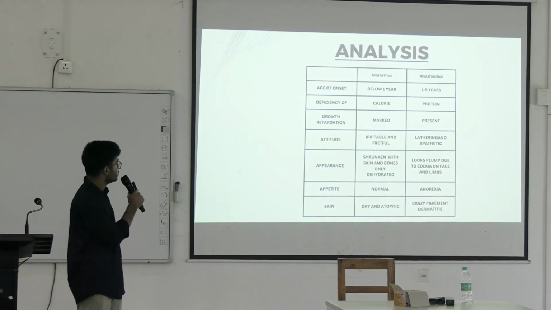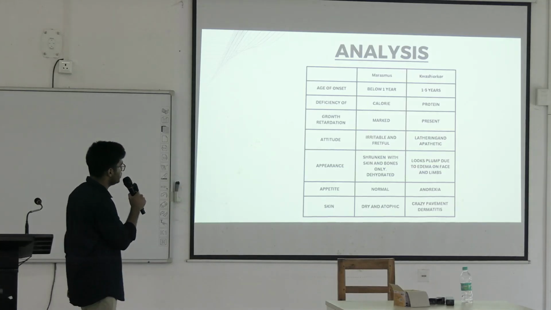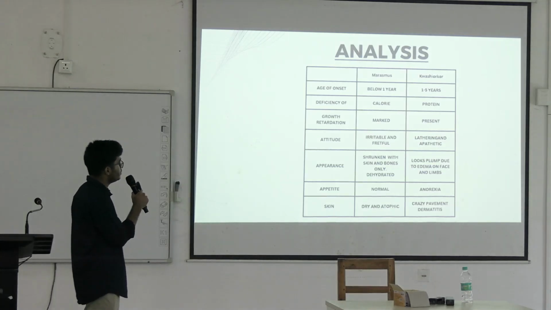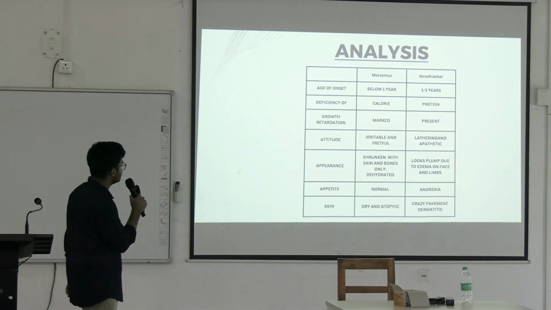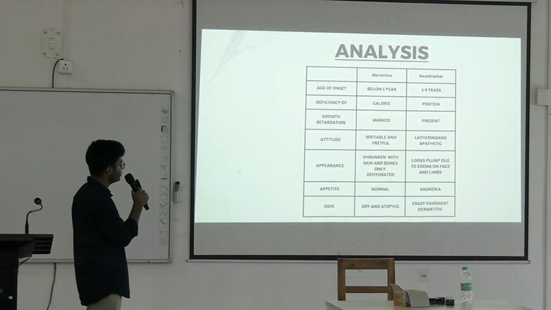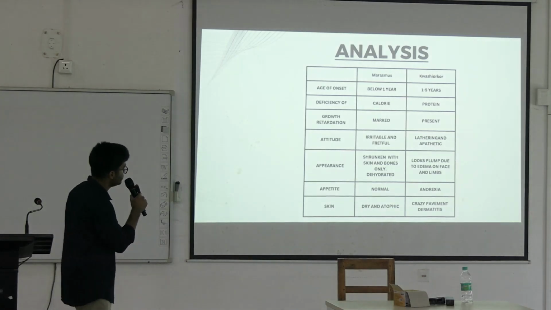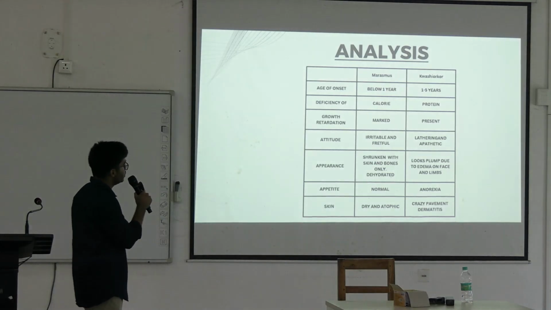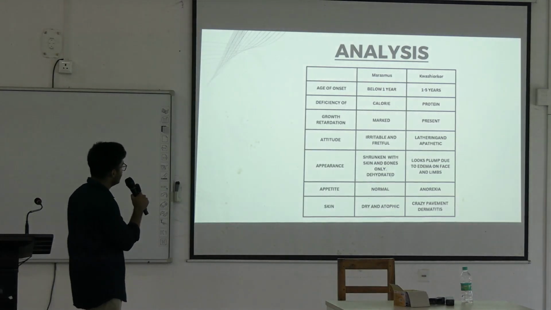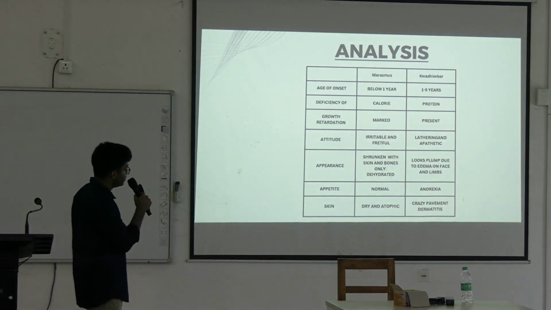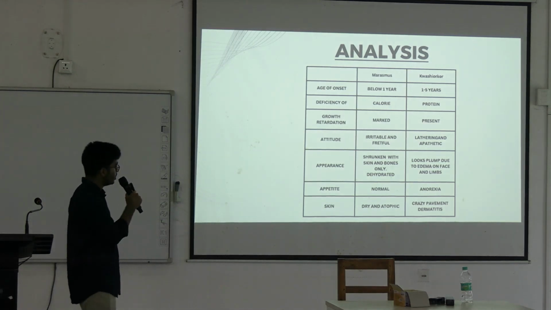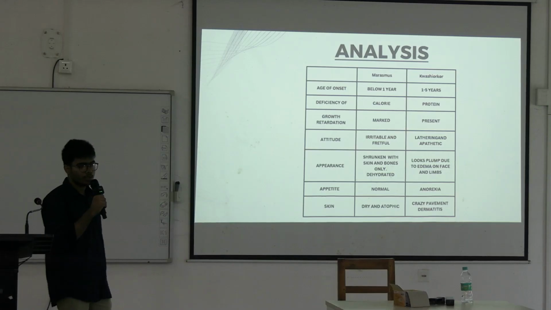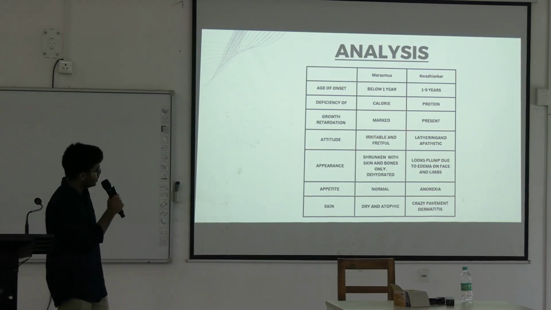Differences between marasmus and kwashiorkor. Age: marasmus is below 1 year, kwashiorkor is 1 to 5 years. Marasmus is a deficiency of calories, kwashiorkor is a protein deficiency. Growth retardation is marked in marasmus and present in kwashiorkor. Attitude in marasmus is irritable and fretful. In kwashiorkor it is lethargic and apathetic.